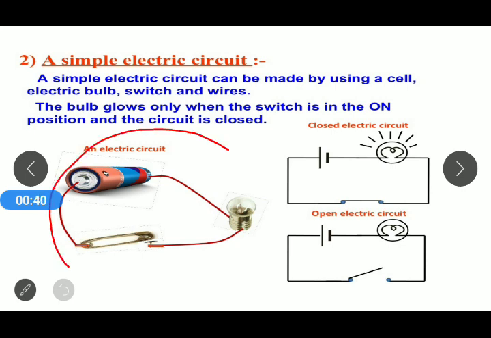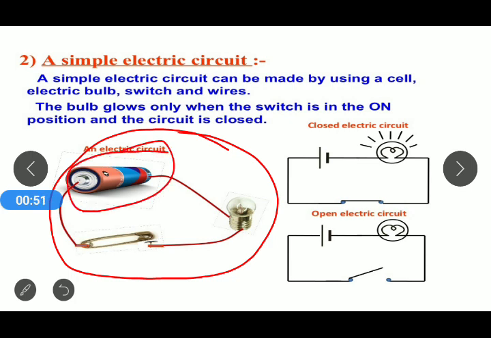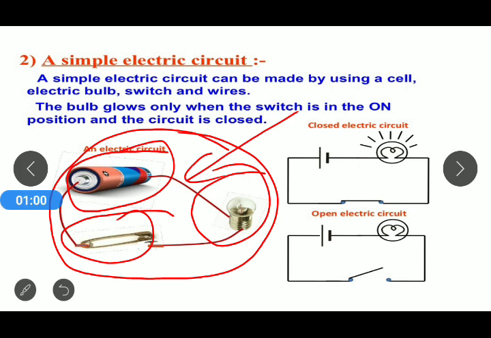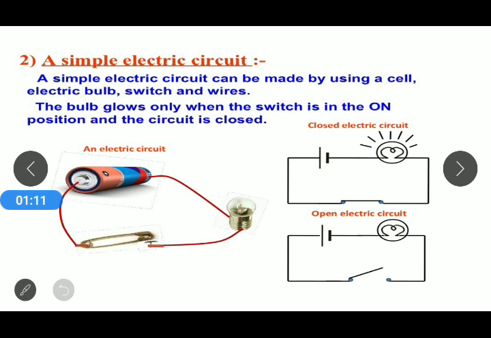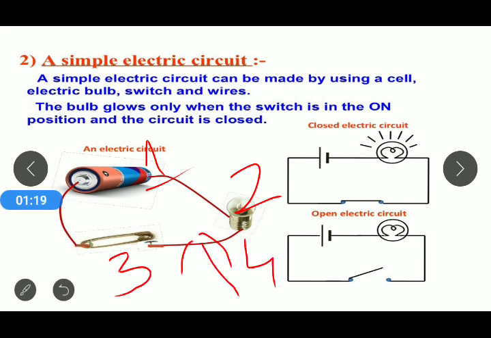If I mention to you, there is an electrical circuit. In that electrical circuit, we have got an electrical cell, an electrical bulb, a switch, and you can see there are also wires. That means in that simple electrical circuit, we have got four electrical components. What are the four electrical components? Number one is the electrical cell, number two the electrical bulb, number three the electrical switch, and number four is wires.